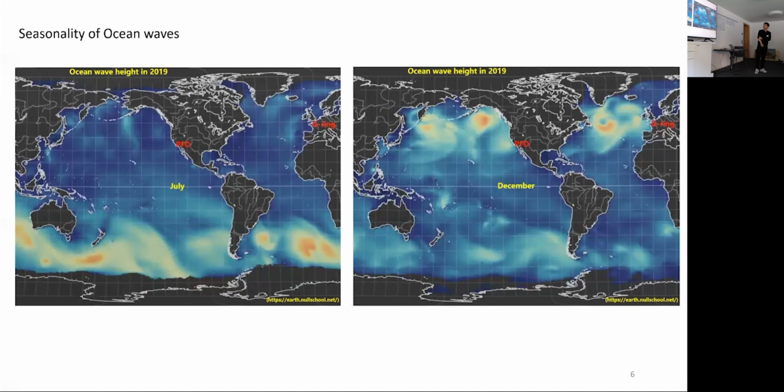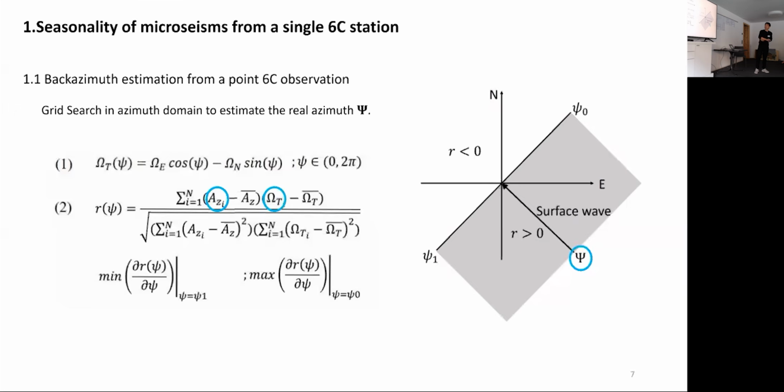If you look at the ocean wave height in different seasons, the left is July and the right one is December. You can find the ocean waves have a very clear difference. So it is expected that the microseismic noise also has seasonal variation because of the ocean wave seasonal variation. Here we want to use one single 6C station to estimate the noise direction.